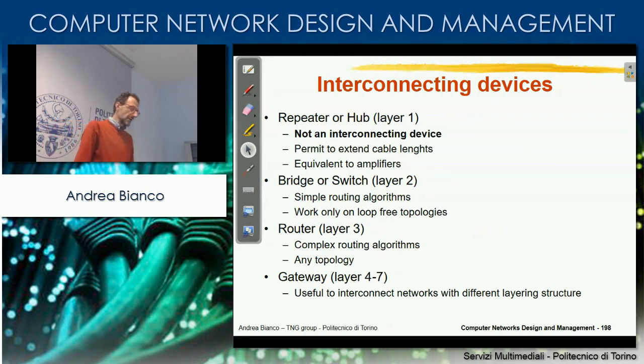So it's just a kind of more or less sophisticated amplifier that allows you to enhance the quality of the signal that you receive, but the properties that you have are those of the single segment of LAN. So you may have one LAN with a single cable of 3 kilometers, or one LAN with 3 cables of 1 kilometer each interconnected by a repeater. It doesn't make any difference at all in terms of performance.